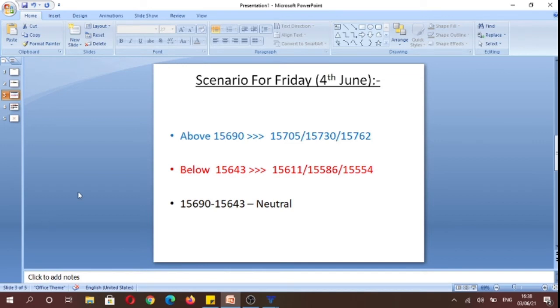And the neutral price range for tomorrow is going to be 15,690 to 15,643, in which one can refrain from making any trades on the index.